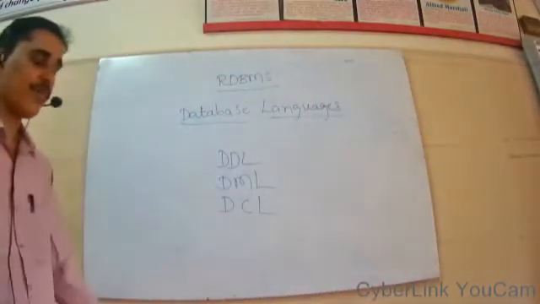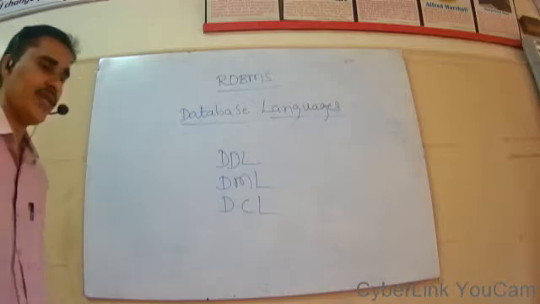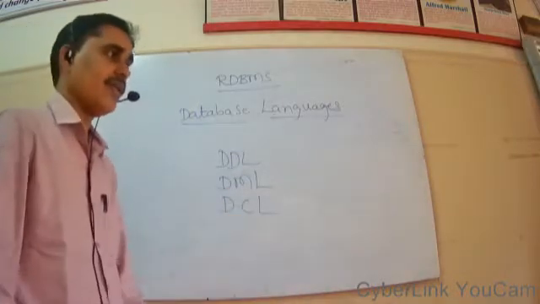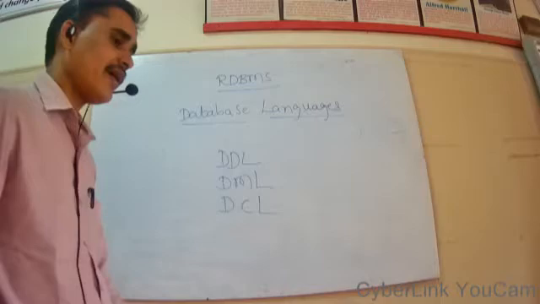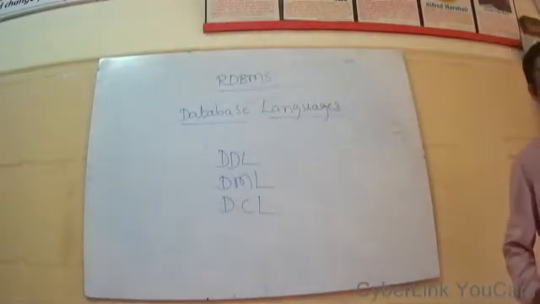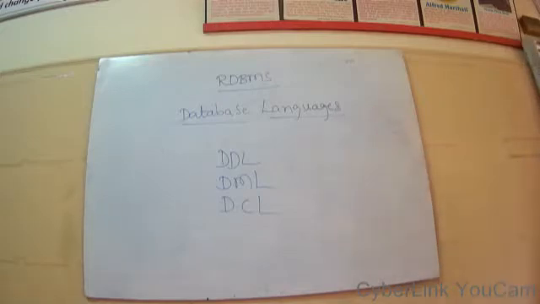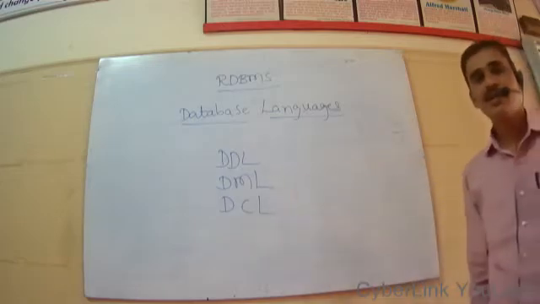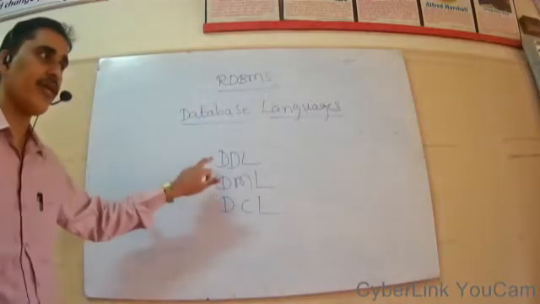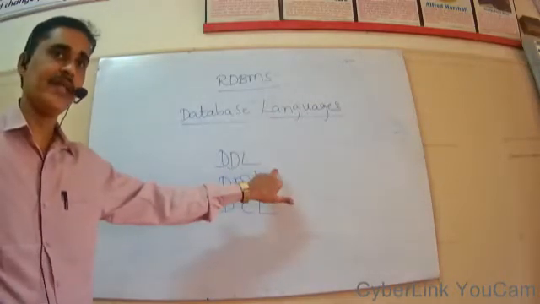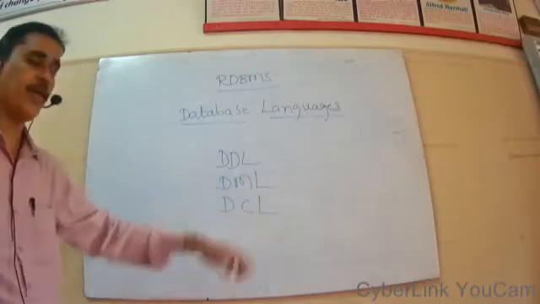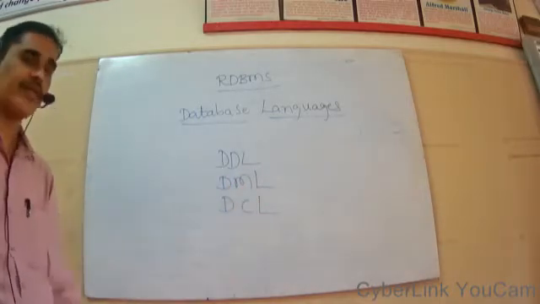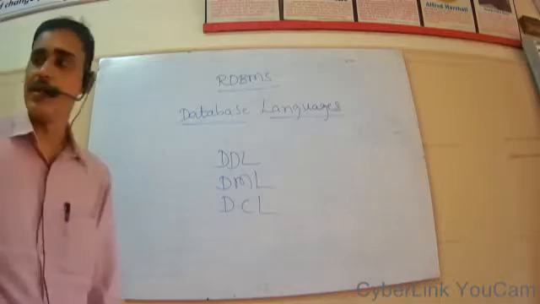For that purpose, a mediator is required between the database user and the DBMS. Those mediators are the database languages. These are used to give instructions to the DBMS to do some task. These database languages are broadly classified into three types: DDL, DML, as well as DCL. DDL stands for data definition language. DML stands for data manipulation language. And the last one, DCL, stands for data control language.